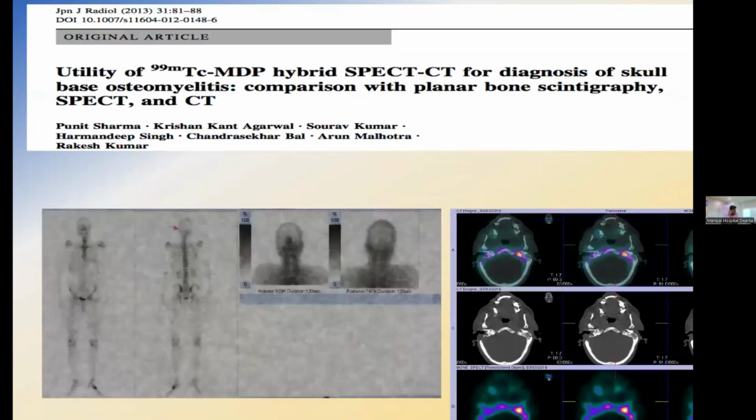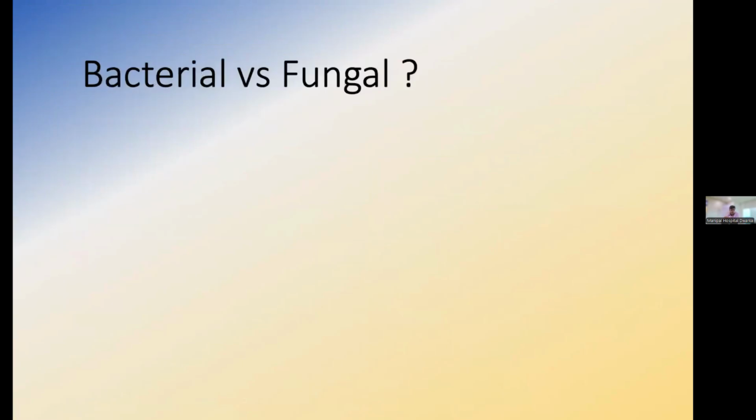This was from Dr. C.S. Bal. He had studied SPECT CT for evaluation of skull base osteomyelitis. If you have read older textbooks, they said that you should do a bone scan, technetium bone scan. But they have said that 3D SPECT CT superimposed on whatever gamma imaging you are doing, maybe bone scan or technetium scan, is better as compared to conventional two-dimensional bone scans, if I may say so.